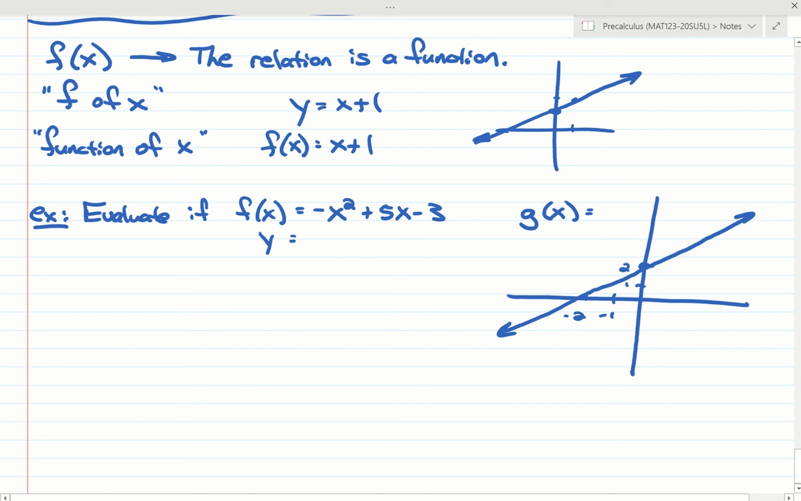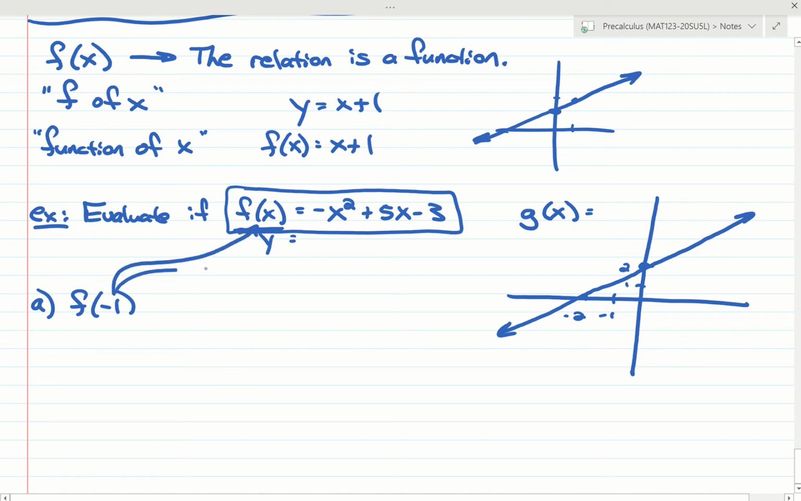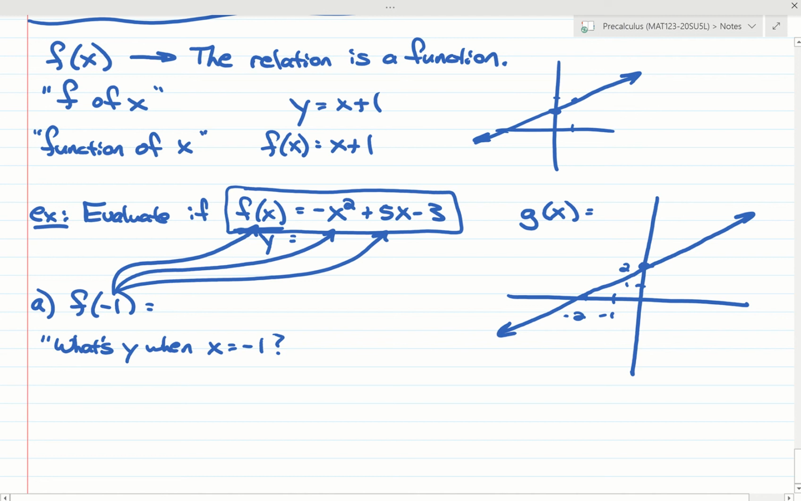So if I asked you to evaluate f of negative 1, well, I know what f is. F is this, right? This is the function f of x. If I ask you to evaluate f of negative 1, that means that everywhere you see x, we're going to put negative 1. It's asking you, what's y when x is equal to negative 1? That's what this is asking us. So let's plug in negative 1 and let's see.